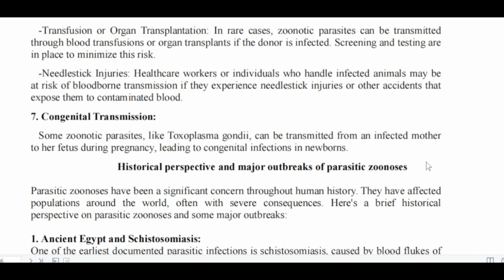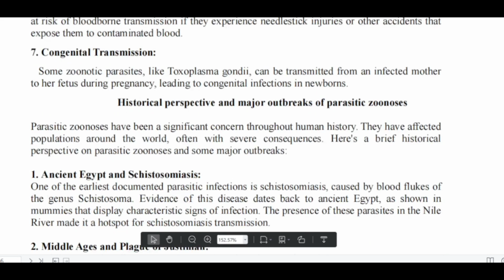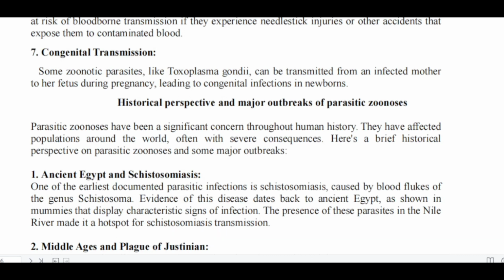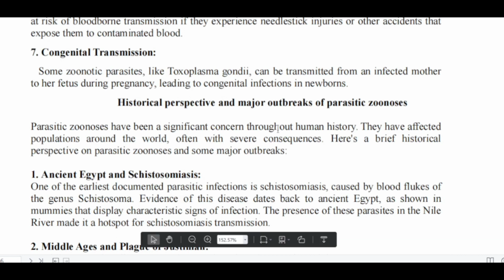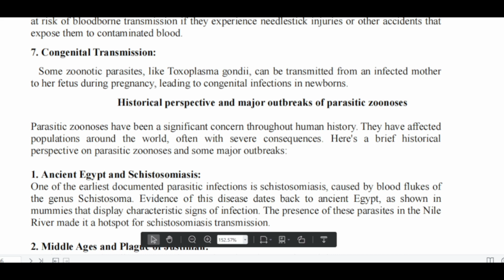So let's look at the historic perspective and major outbreaks of parasitic zoonosis. Parasitic zoonosis have been a significant concern throughout human history. They have affected populations around the world, often with severe consequences. Here's a brief historical perspective on parasitic zoonosis and some major outbreaks.